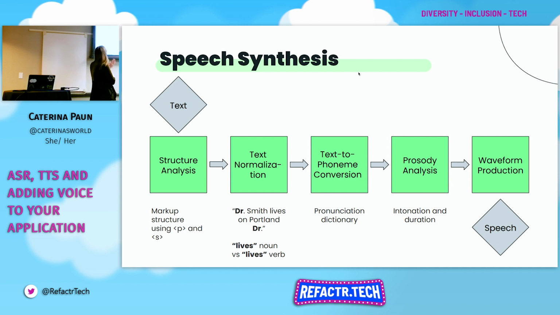So at each step, structure analysis is putting everything into paragraphs, into sentences, taking that text and adding some initial markup to it. The text normalization part takes a bit of a long time. This is something that we just know. When we read a specific sentence, we know how to read different pieces of it, but a computer doesn't know, and so we have to specify those pieces. Text to phoneme is really a pronunciation dictionary. Things are going to be pronounced differently depending on the phonetic alphabet that we want to use, but also in general, we might pronounce something, you know, tomato, tomato. Prosody analysis is tone, volume, pitch, all of that stuff, and then wavelength formation.